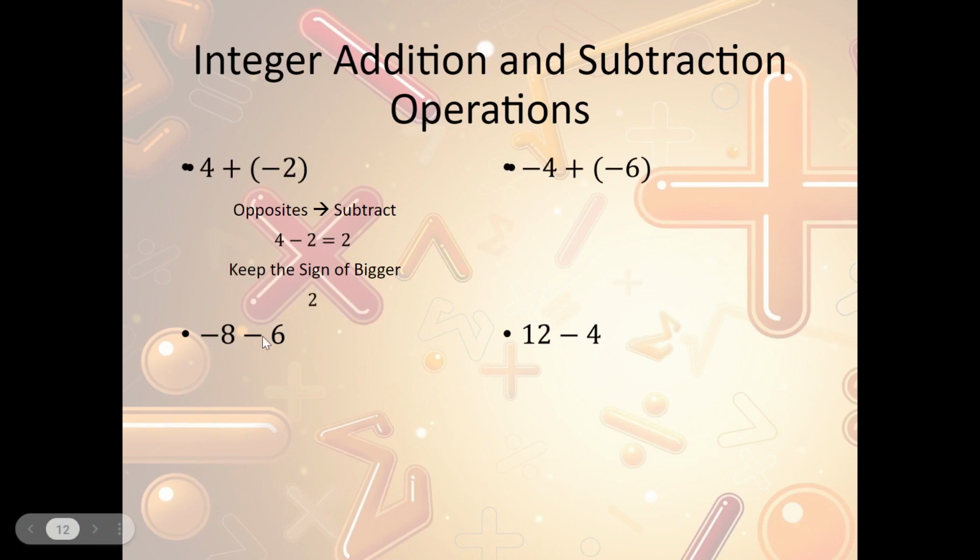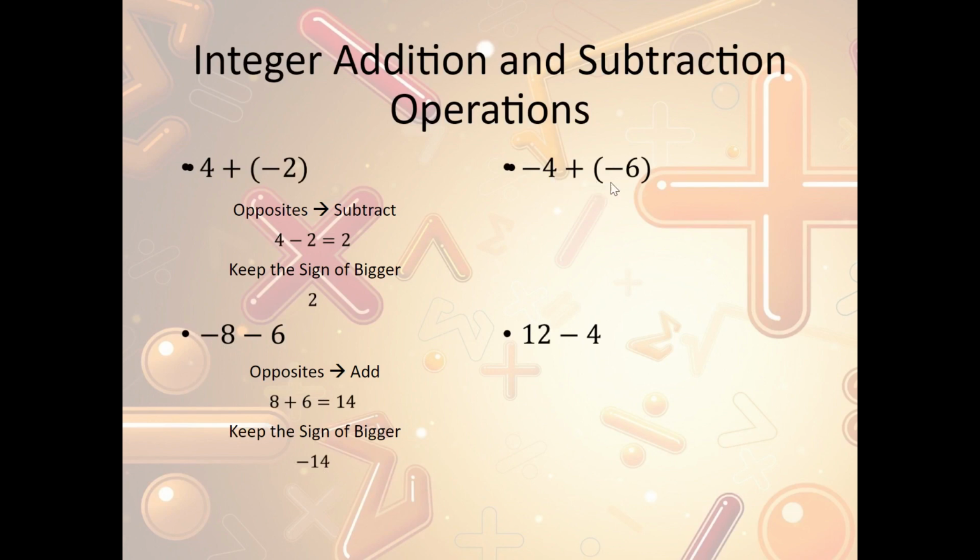Now let's look at this one. We have -8 minus 6. So again, they are opposites. We have a negative minus a positive. So we have opposites, so we're going to add them. So 8 plus 6 is 14. Keep the sign of the bigger number. The bigger number is 8, so we should end up with -14.